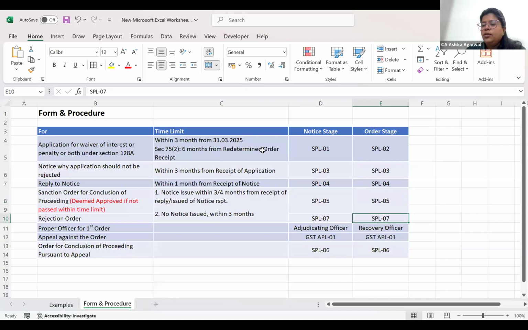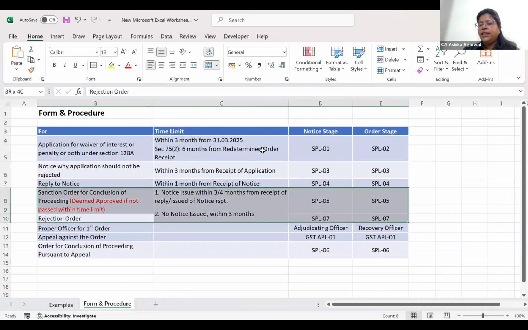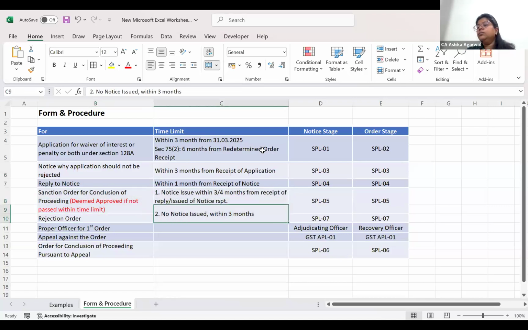Now, let's see how the recovery officer will work, because the recovery officer's duty is to collect the tax based on the order, not to give the benefit, but maybe there may be an internal session for them on how they have to proceed with it. Now, where the sanction order is issued, obviously it is okay, everything is in my favor, nothing is to be done. But if my application got rejected, what should I do?